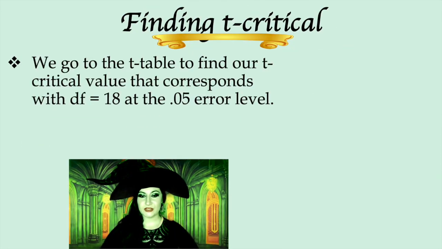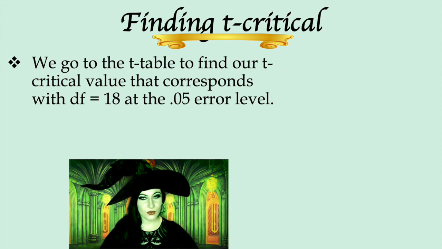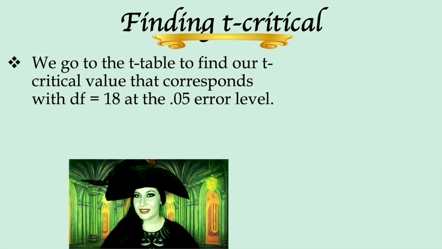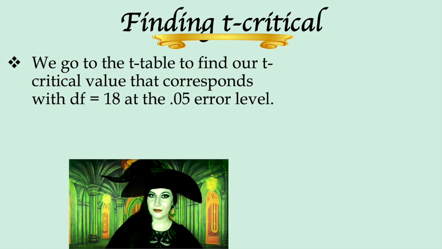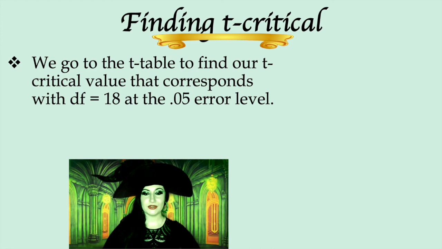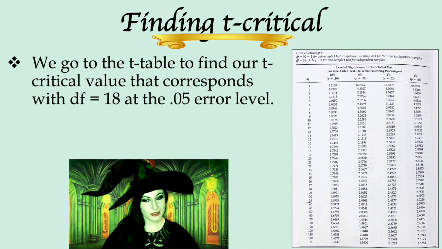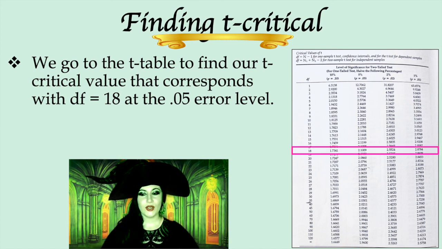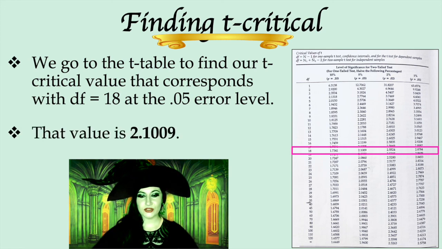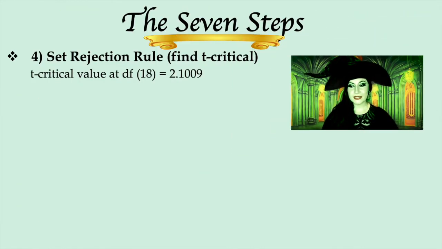So what we need to do is go to the t-table, the same one you used for the one sample t-test, but this time you're going to be using different degrees of freedom. Instead of n minus 1, you're going to use n1 plus n2 minus 2. We've calculated that our degrees of freedom are equal to 18. Now remember, because we've set alpha to 0.05, it means we're going to be looking for the t-value at the 5% error level. By looking at the chart, we can see that that value is in fact 2.1009. So 2.1009 is representing our t critical value at 18 degrees of freedom.